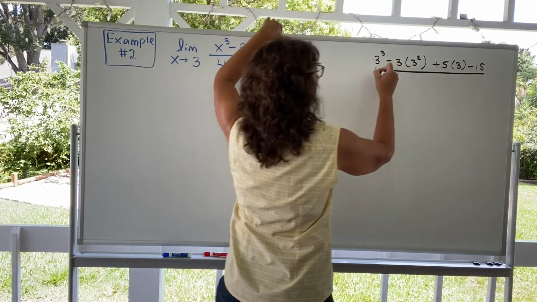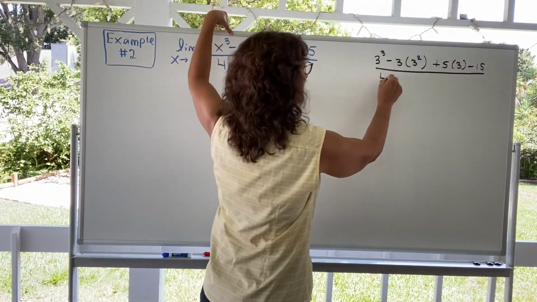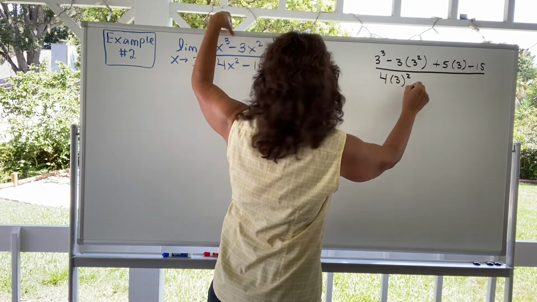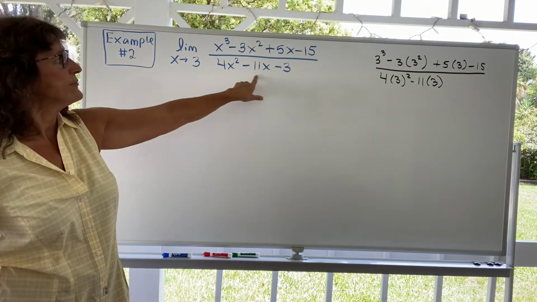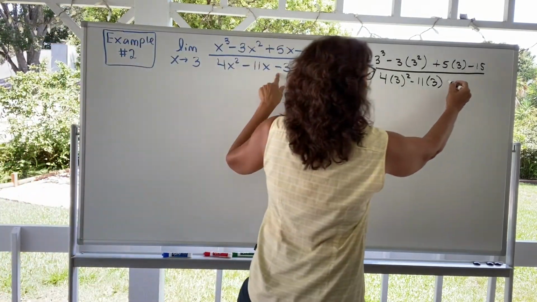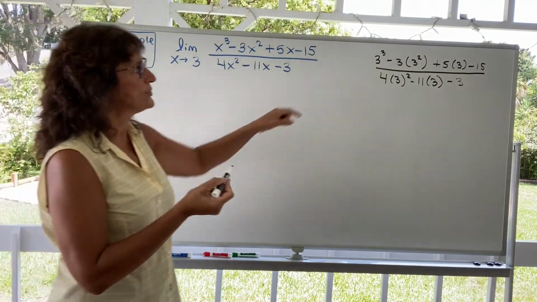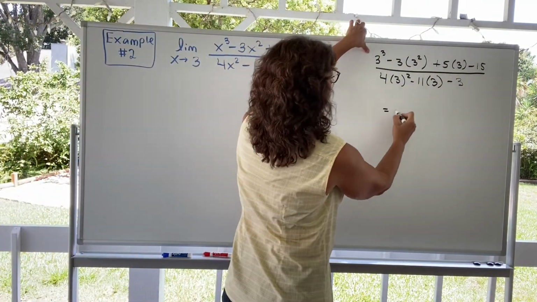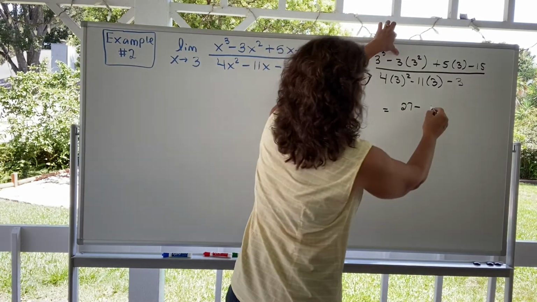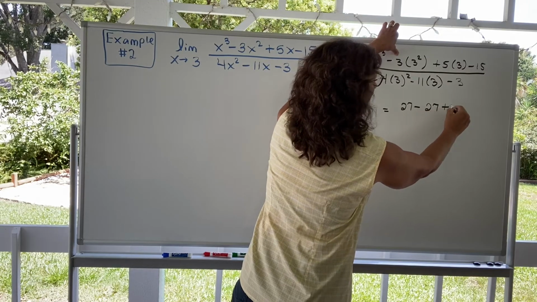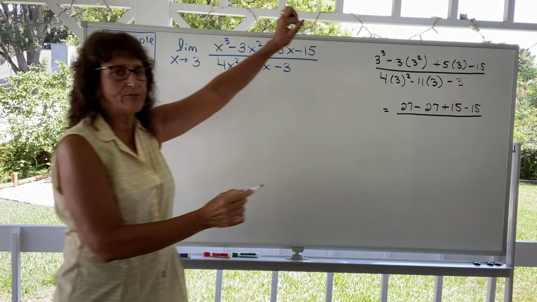This is where we're at in the numerator, okay? We're going to take the 3 and plug it into the denominator. It gives us 4 times 3 squared, minus 11 times 3, minus 3. All right, just off to the side, we're going to substitute and compute this. 3 cubed is 27. 3 squared, 9 times 3, that's 27. 5 times 3 is 15, and minus 15. This is what your numerator gives you expanded out.